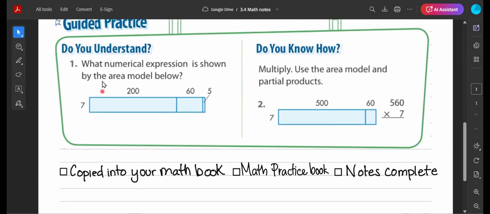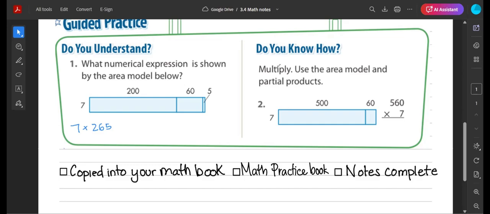Now for the guided practice, it says, what numerical expression is shown by the area model below? So here we can see one of our factors is a 7. So that means now I know I have 7, and we're multiplying it by 200 plus 60 plus 5, or 265. That's it. It didn't ask you what's the total, what's the product, nothing. It just wants you to realize that we broke it apart into the place value.